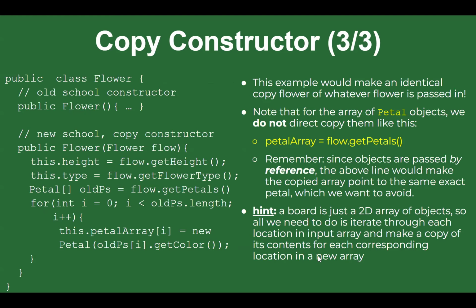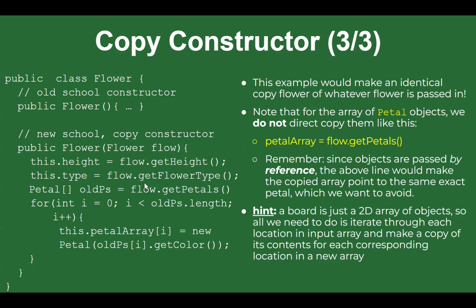And here's an example of that. This is a public class Flower. There's a normal constructor up here. We're not showing you the whole code, but just think of it as a common constructor that you've already made. And then here is the new copy constructor design. So we're taking in an object Flower called flow. Then we're setting all the attributes in our copy constructor class to be the same as the original Flower object. So you can see here we're setting the instance variables height and type to the original flower's height and flower type.